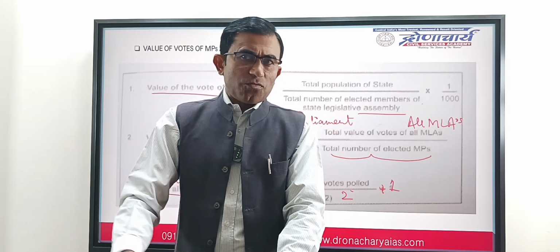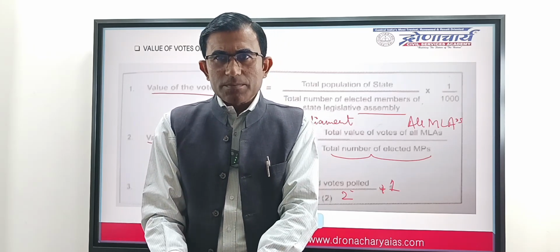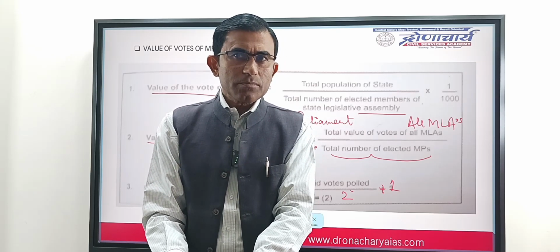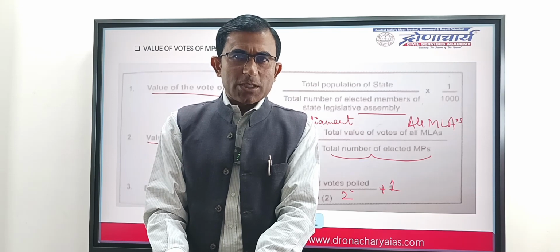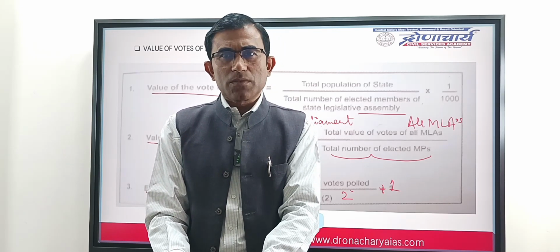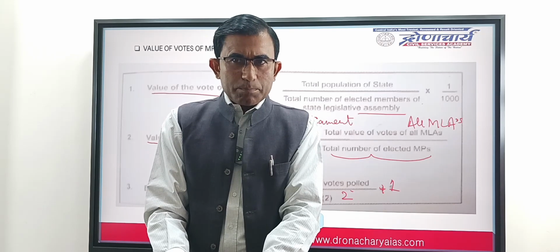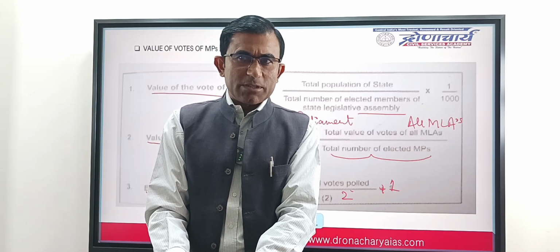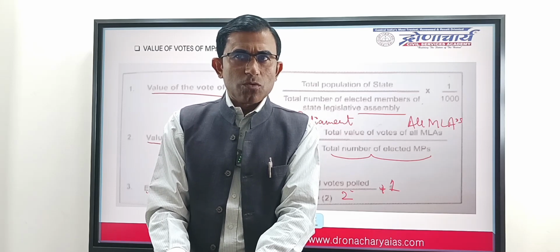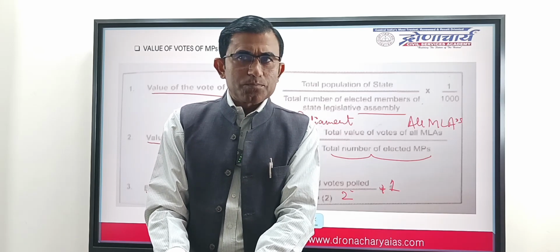Next, we are going to discuss the emoluments of the President. The salary of the President of India is rupees 5 lakh per month. Pension is 50% of the salary per month. Office expenses are up to 1 lakh per annum.